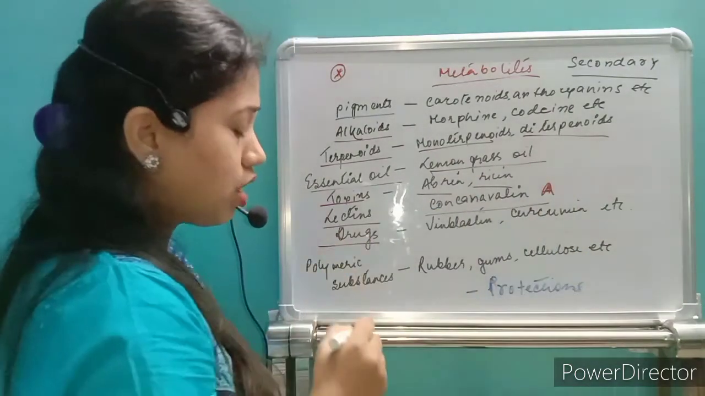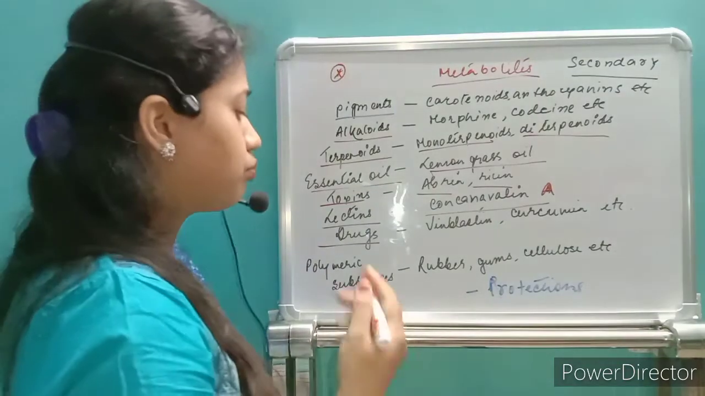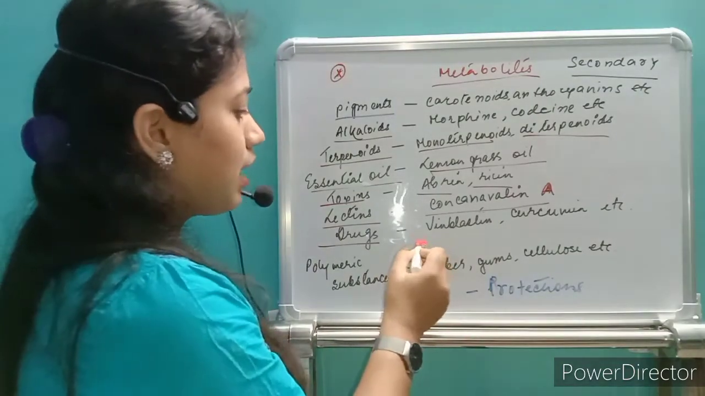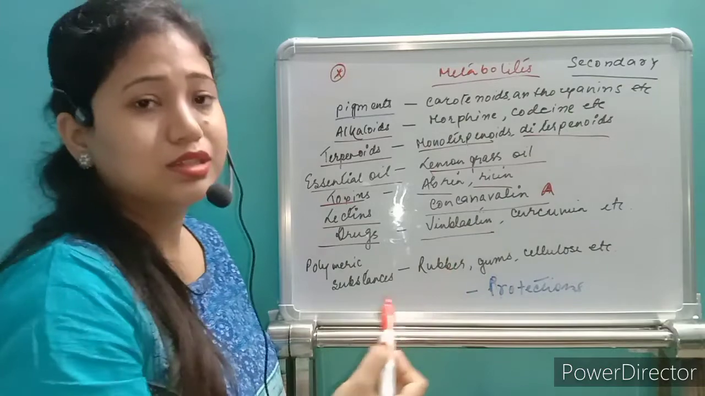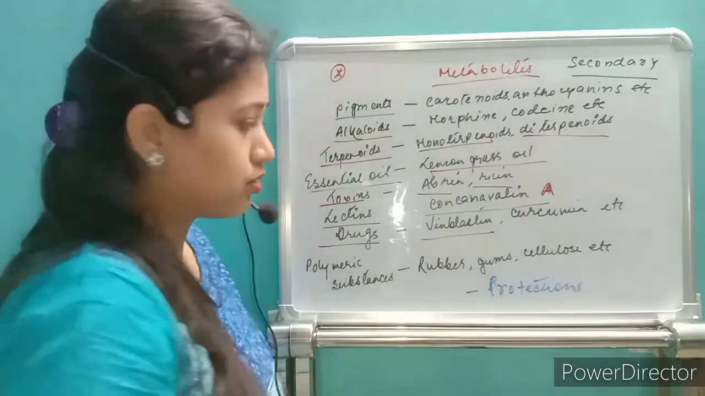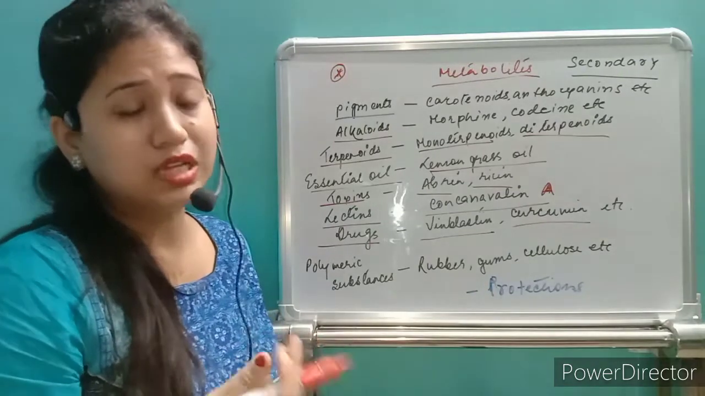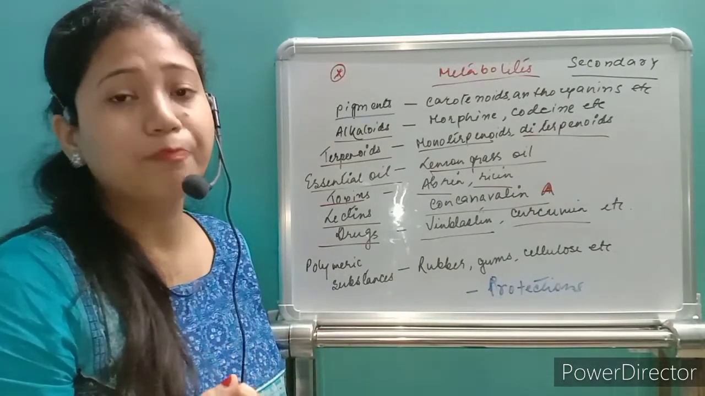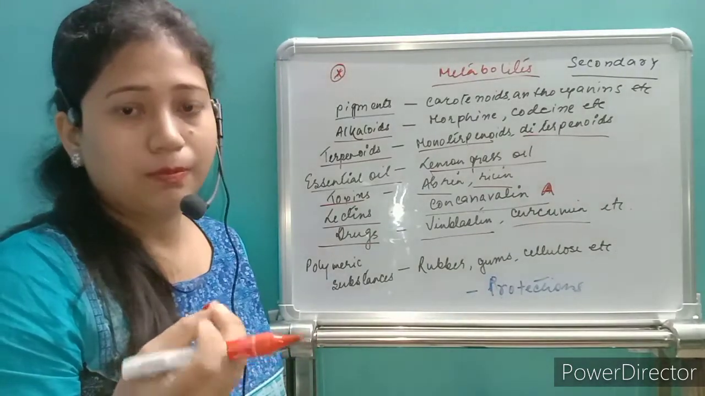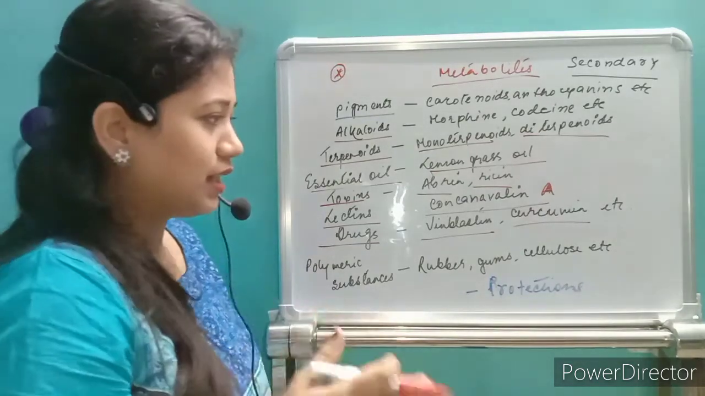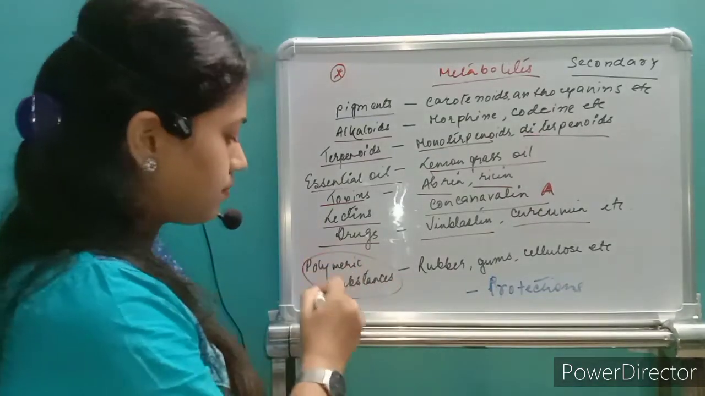Next, some drugs are also produced by cells. One is vinblastine. Vinblastine is used in the treatment of cancer, in chemotherapy. Next is curcumin. Curcumin is present in haldi. Next, we have some polymeric substances.